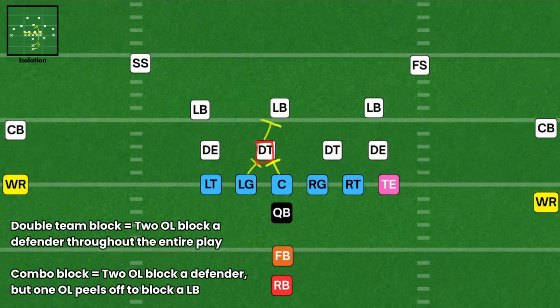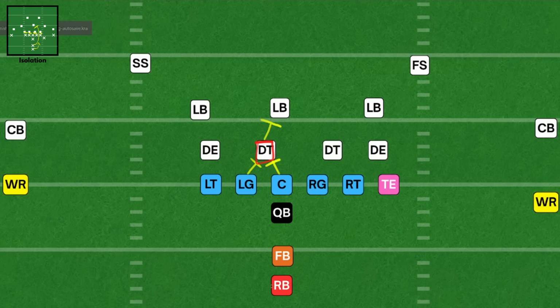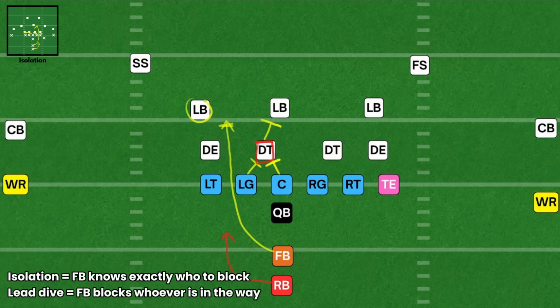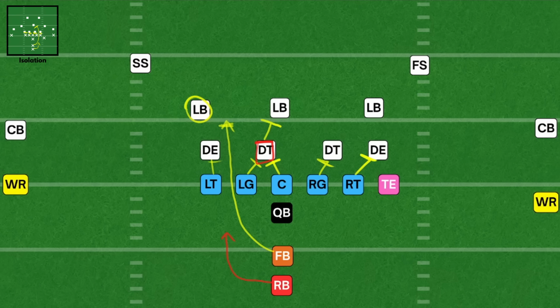of the A gap. The running back takes an extra step and has a bit more patience to give his blockers more time. ISO attempts to create a clean running lane towards a single isolated defender. The fullback, or nowadays the halfback who is the blocking back, knows who he is expected to block before the snap, unlike lead dive where he blocks the first linebacker in the hole.